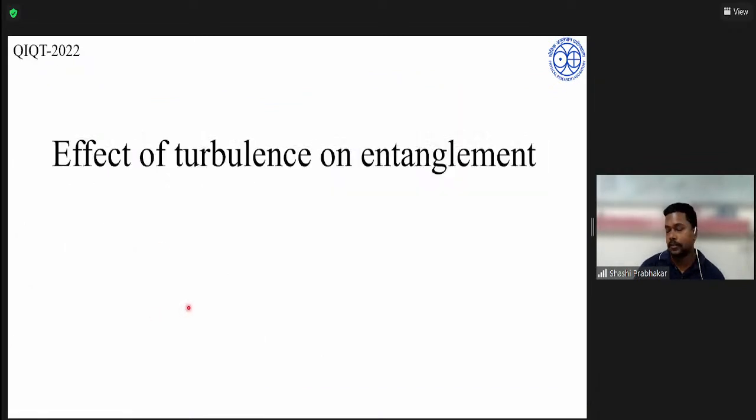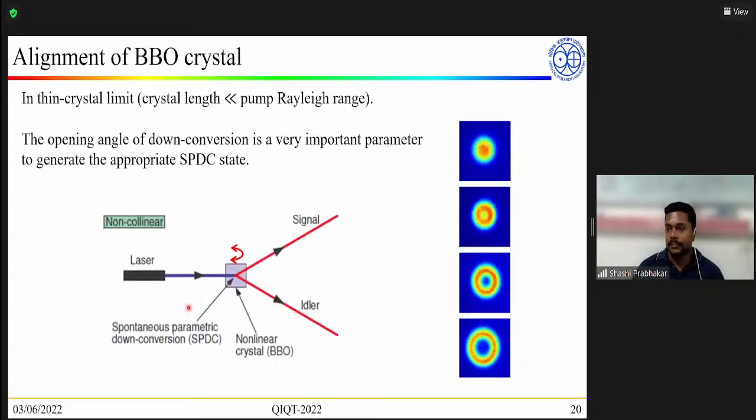Now I come to the main part of the talk. Here I am going to explain some of the results that I have obtained, especially because I have formulated what are the things that we require to perform this.